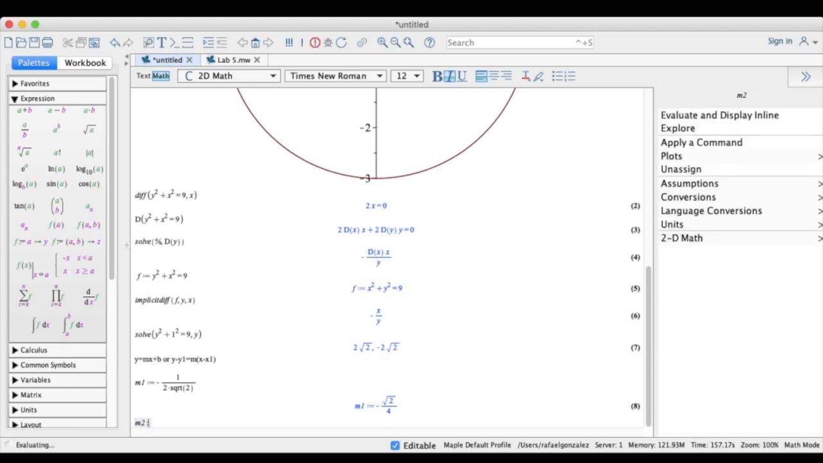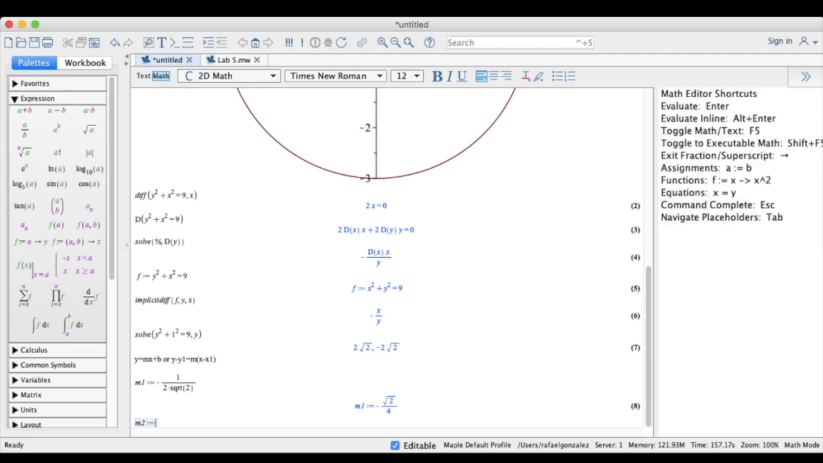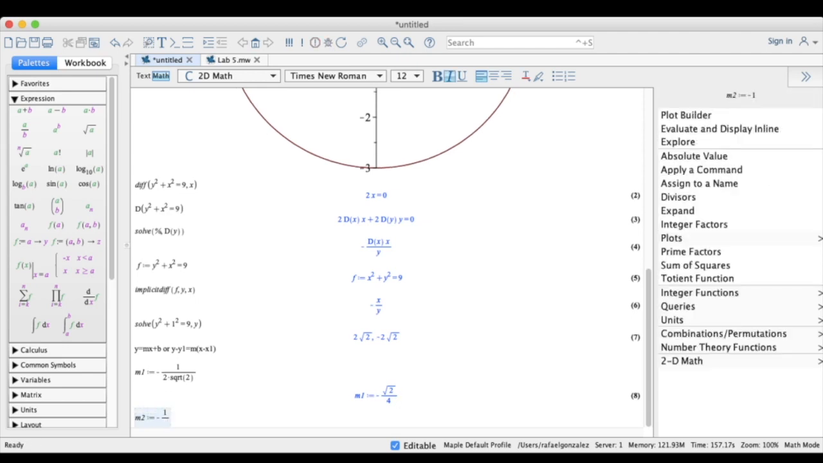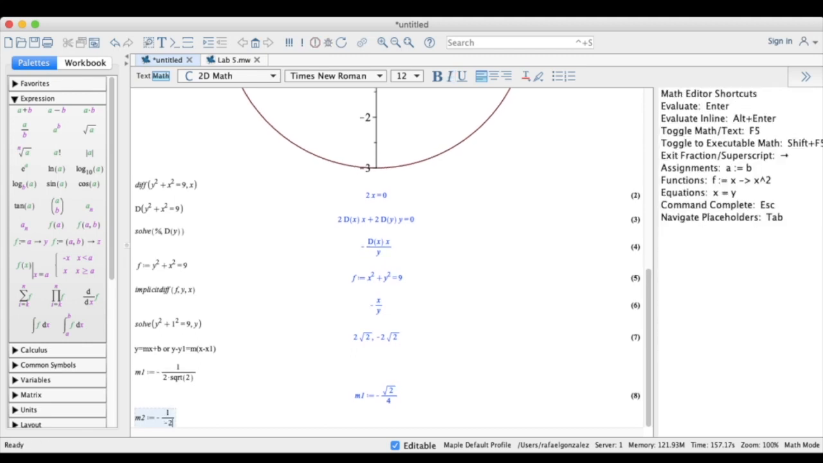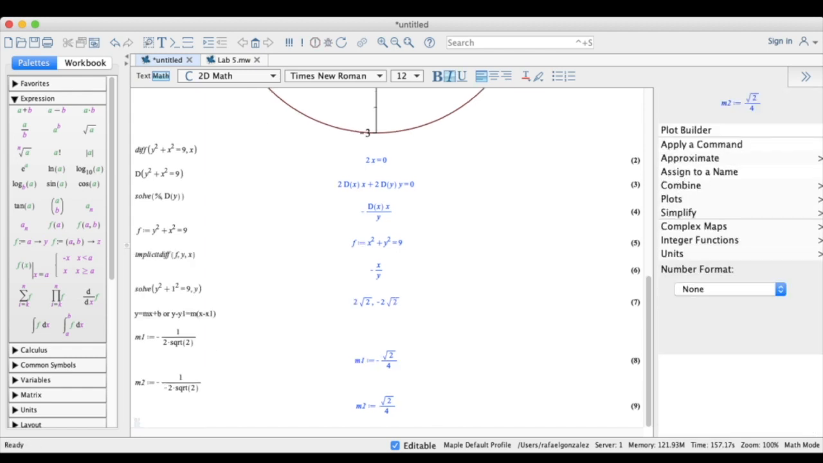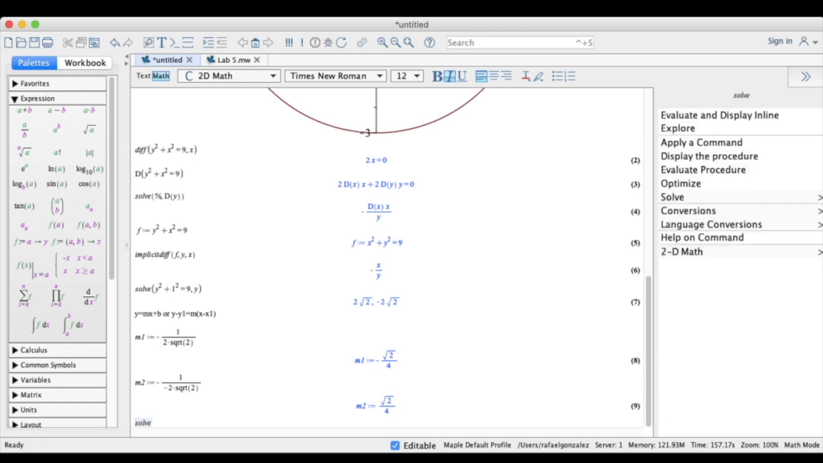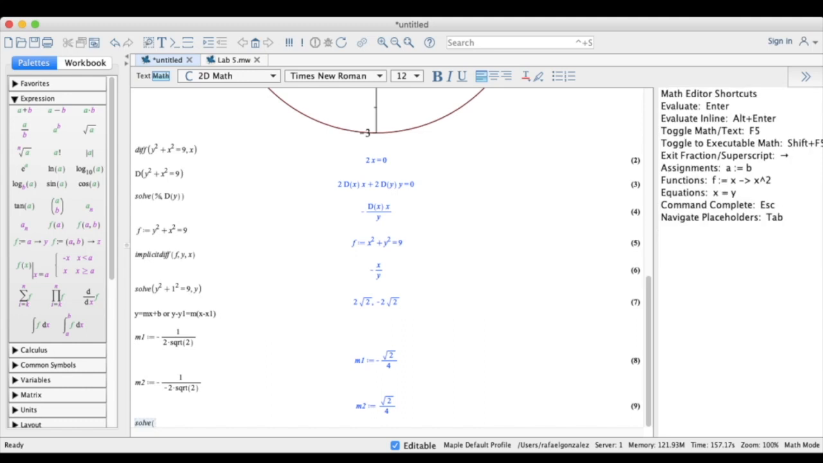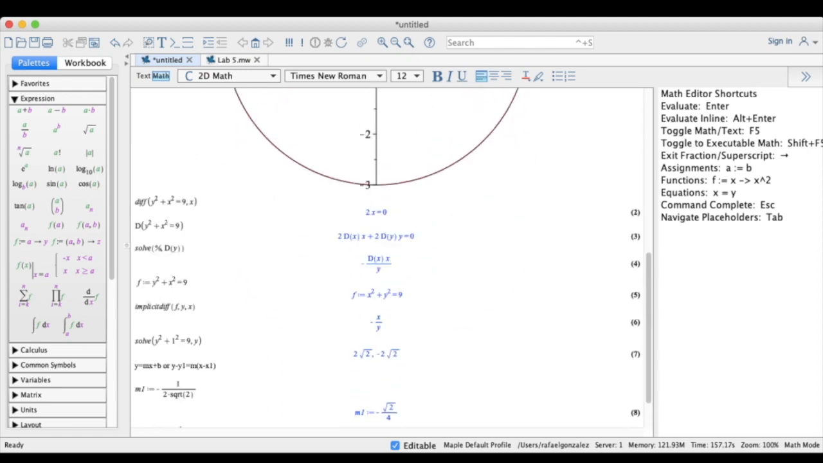My second slope, which I'm going to call m2, is going to be minus 1 again, but this time it's going to be divided by negative 2 times square root of 2. And that's going to be positive square root of 2 over 4. So now I'm ready to use my solve command. So I'm going to use solve. And now that I have the slope for this particular line, I'm actually going to use the points that I have here. I have the point 1, 2 square root of 2, and 1, negative 2 square root of 2. So I'm going to use those points.